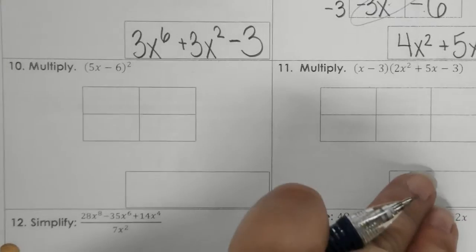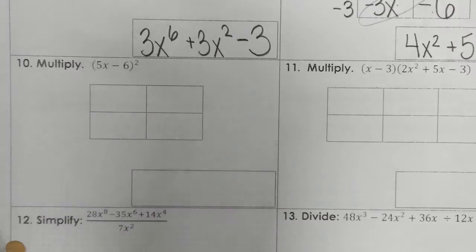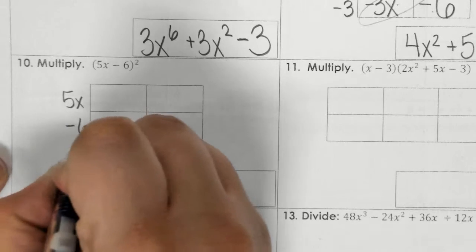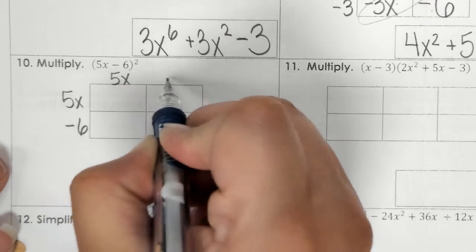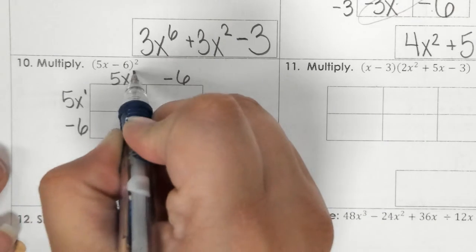Number 10 is very similar. This little 2 means that you're doing 5x minus 6 twice. So you're doing it on the side. Don't forget the negative. And you're also writing the same thing at the top. Again, don't forget the negative. And don't forget there's ones there.